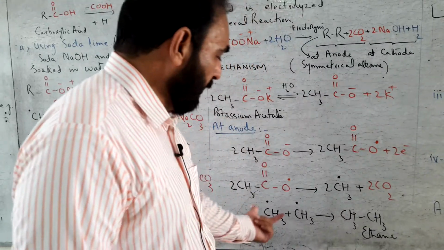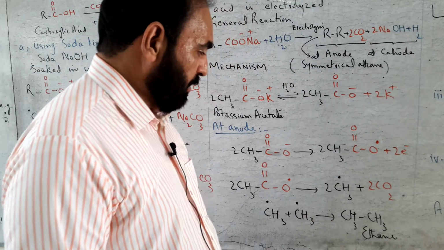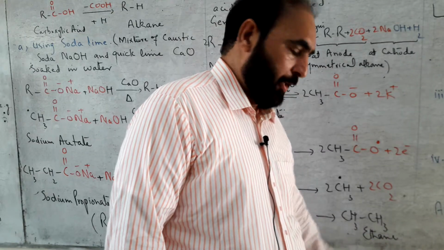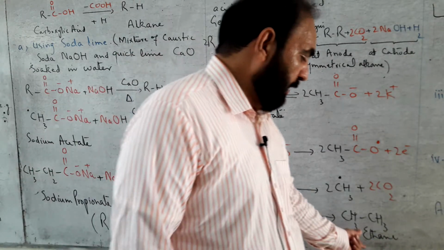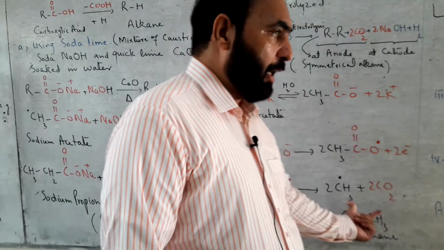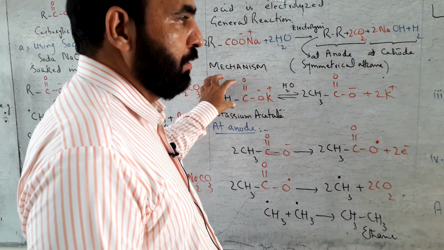2 methyl free radicals combine their electrons with each other to make a carbon-carbon single bond, and in this way we get ethane from 2 methyl groups, an R-R type alkane.